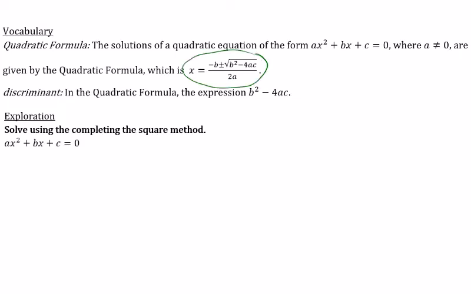And there are different songs and things to remember the quadratic formula. We might do some of that or explore some of those in class. But it's x equals negative b plus or minus the square root of b squared minus 4ac all over 2a.